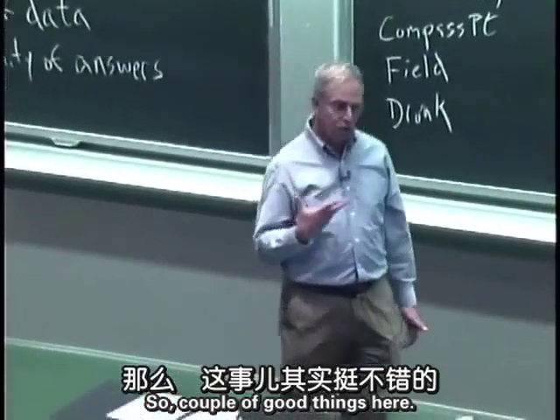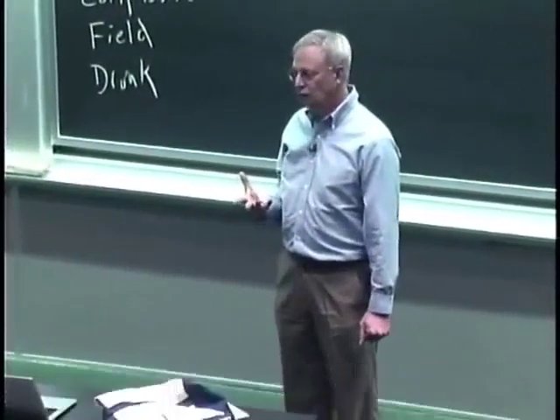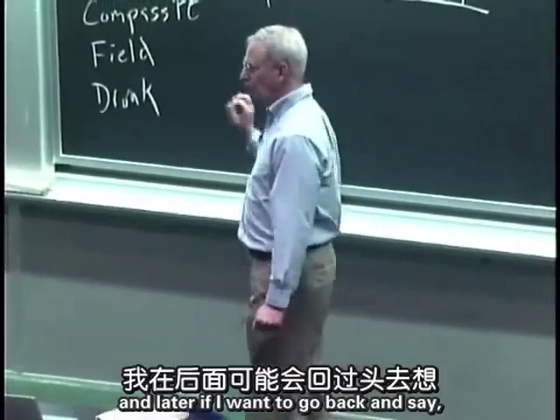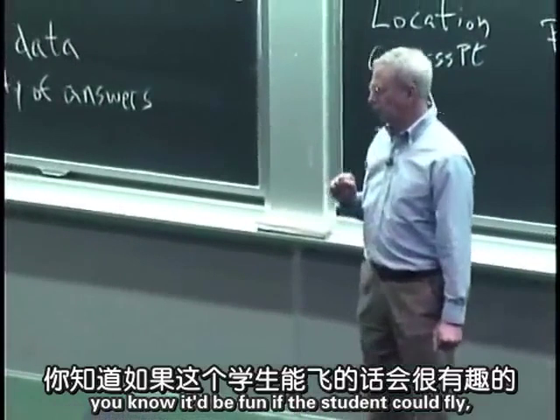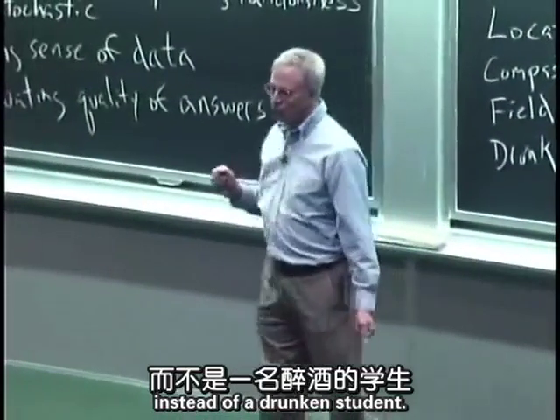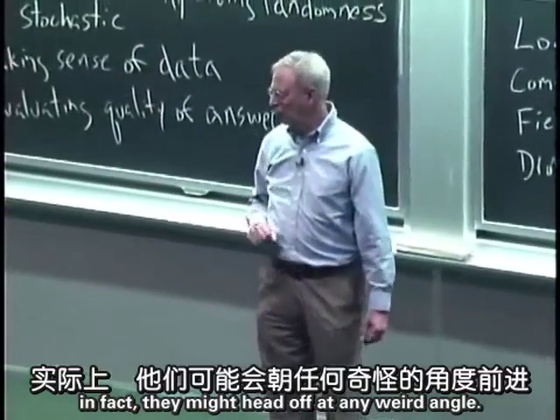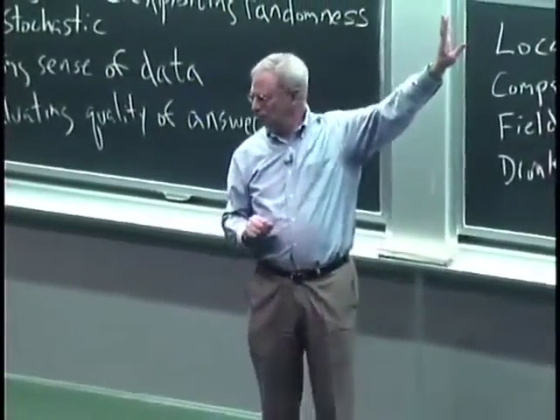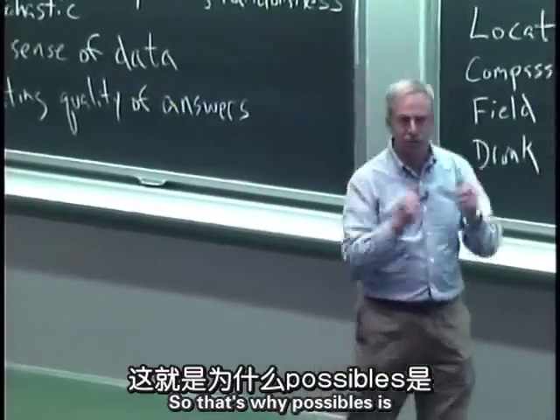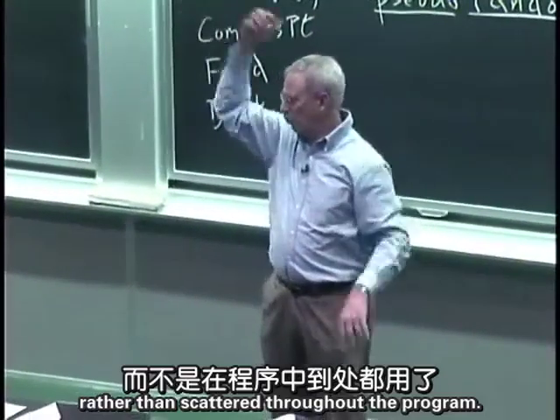So a couple of good things here. One, I've simplified the world, which will make it easier for us to see what's going on. But two, I know where I've made those decisions. And later, if I want to go back and say, it would be fun if the student could fly, let's say we're a drunken pigeon instead of a drunken student, or it would be a good idea to realize that, in fact, they might head off at any weird angle, I know what code I have to change. It's encapsulated in a single place. So that's why possibles is part of compass point rather than scattered throughout the program.